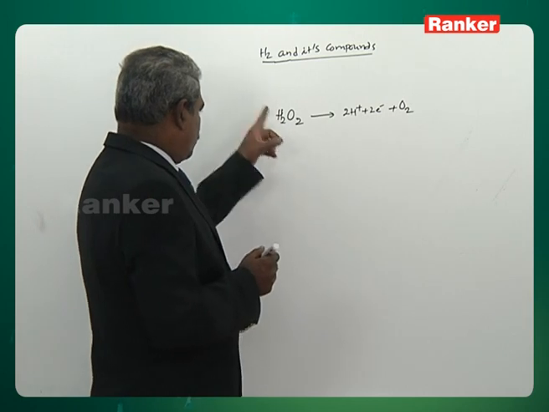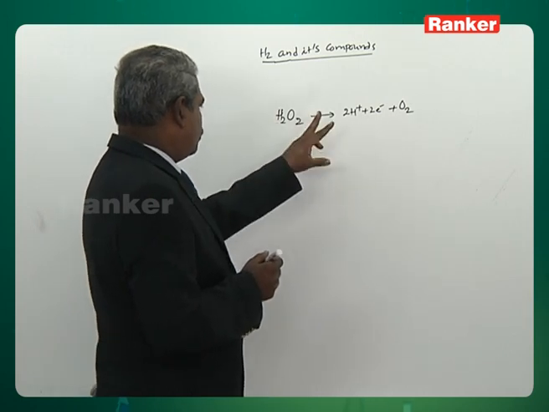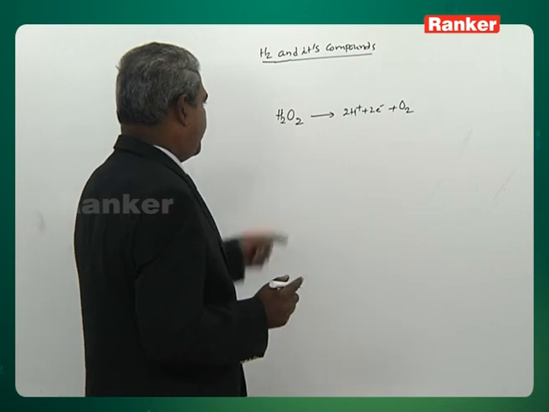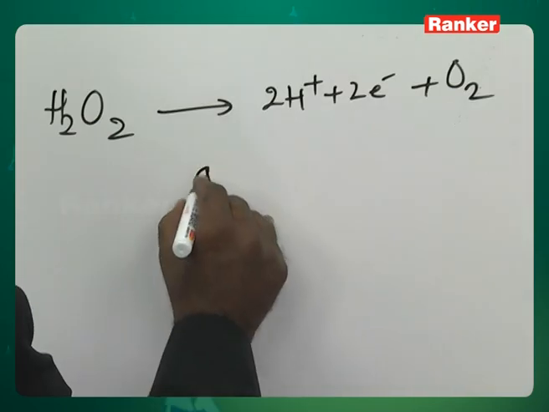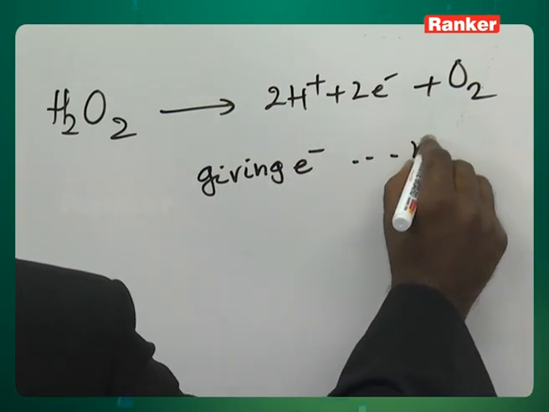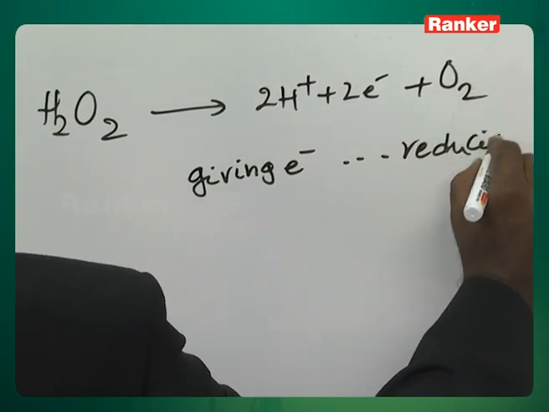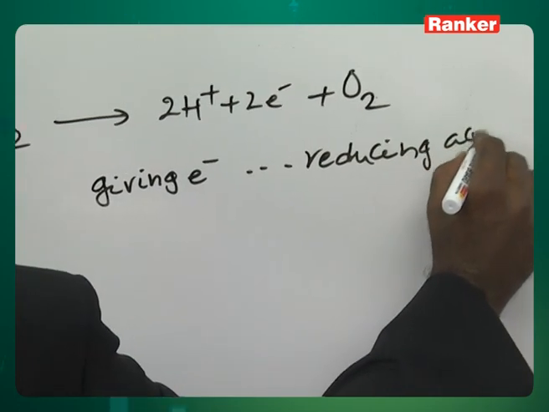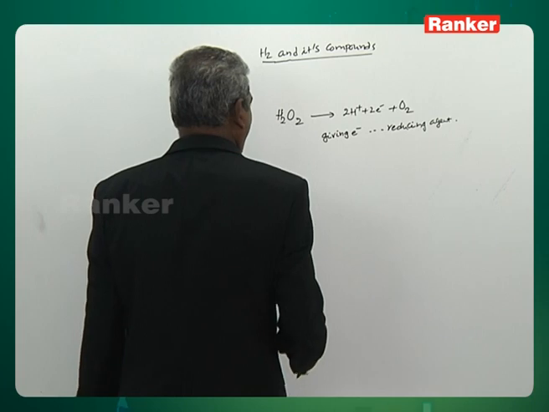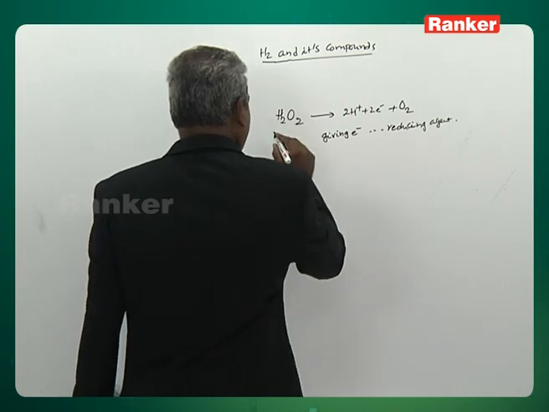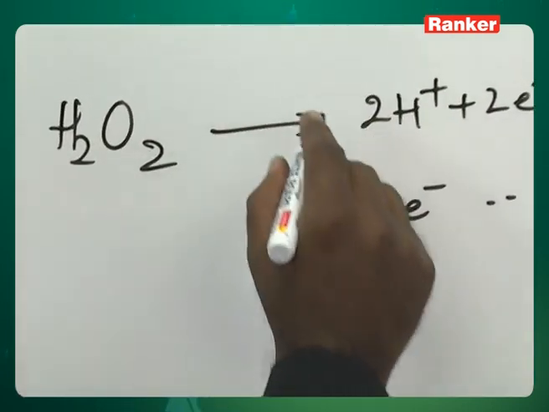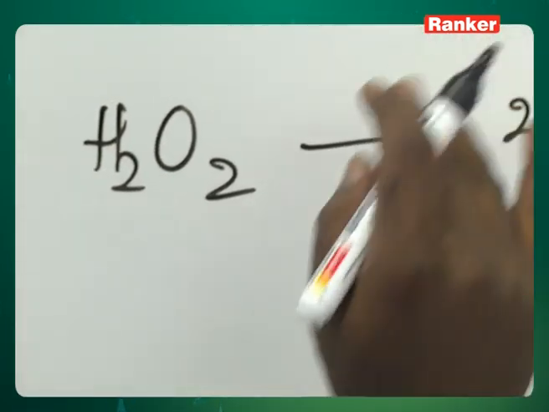So these 2 hydrogens are broken, they are into 2 protons and 2 electrons, oxygen. Therefore, what are you getting? What is H2O2 doing here? Giving electrons. In this reaction, giving electrons, what do you call? Reducing agent. One who gives electrons is called a reducing agent. Now, it means H2O2 supplies those protons, electrons to another person's oxygen.